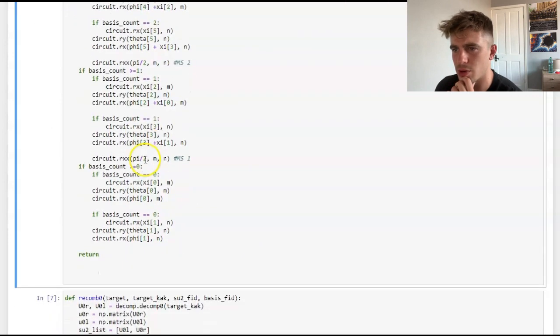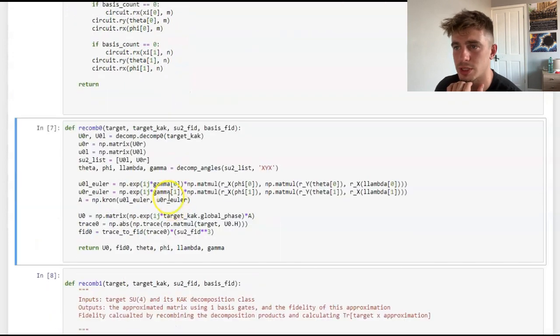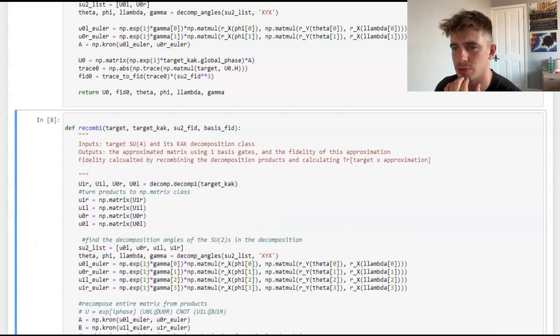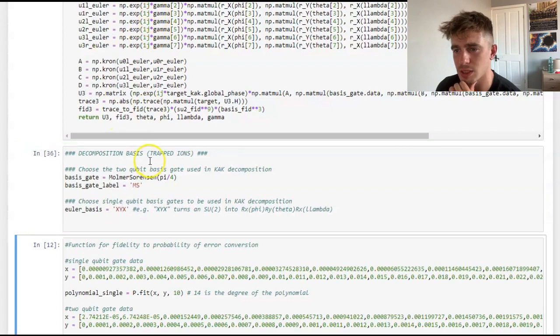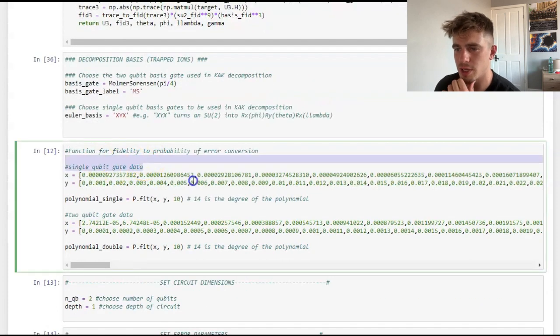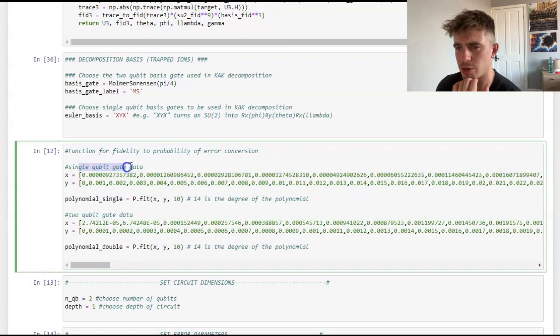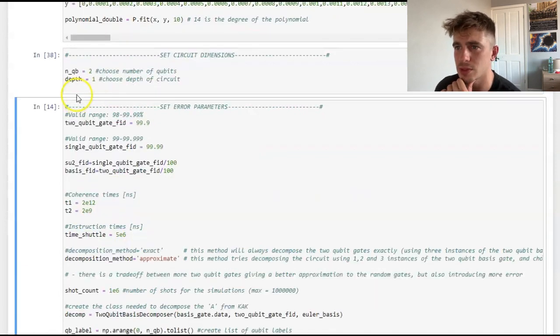This is just all important stuff. This defines how we build the circuit. These functions here define how we recombine the decomposed gates back together. So here we choose our basis 2-qubit gate, which is the Mølmer-Sørensen, and we choose the single qubit gates, which are the X's and the Y's. Here's a bunch of data that comes from actual experiments, which gives us single qubit errors and 2-qubit errors.